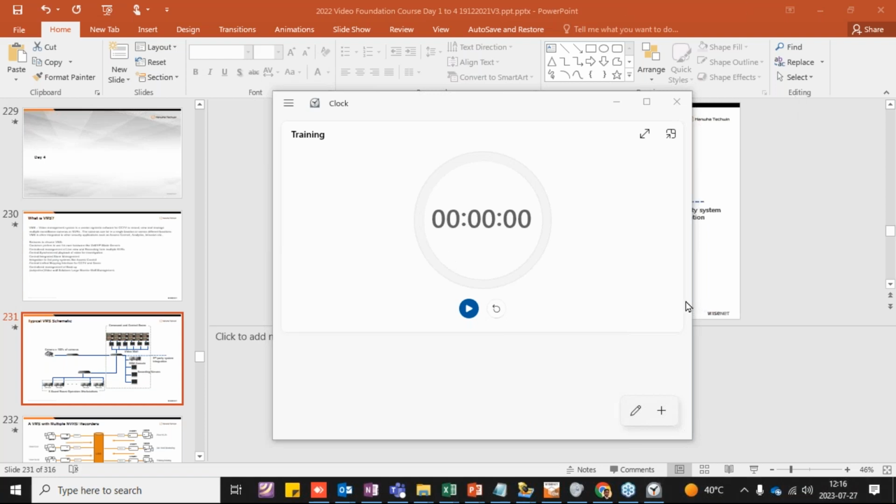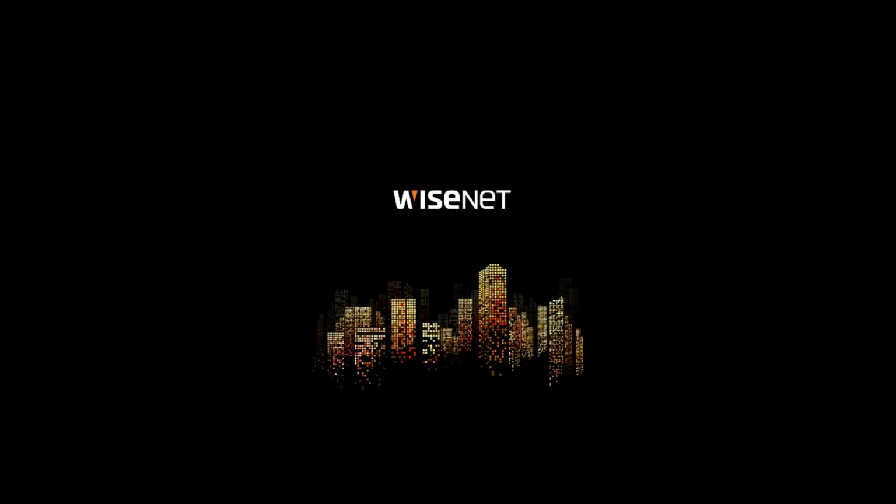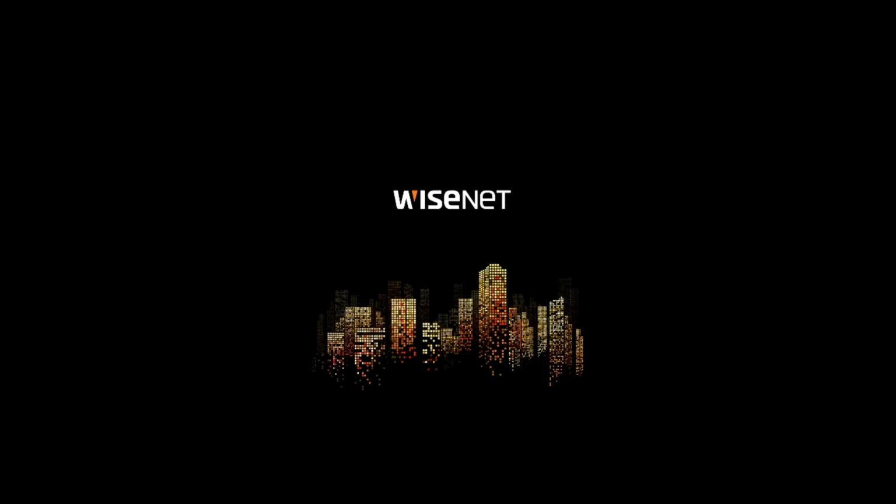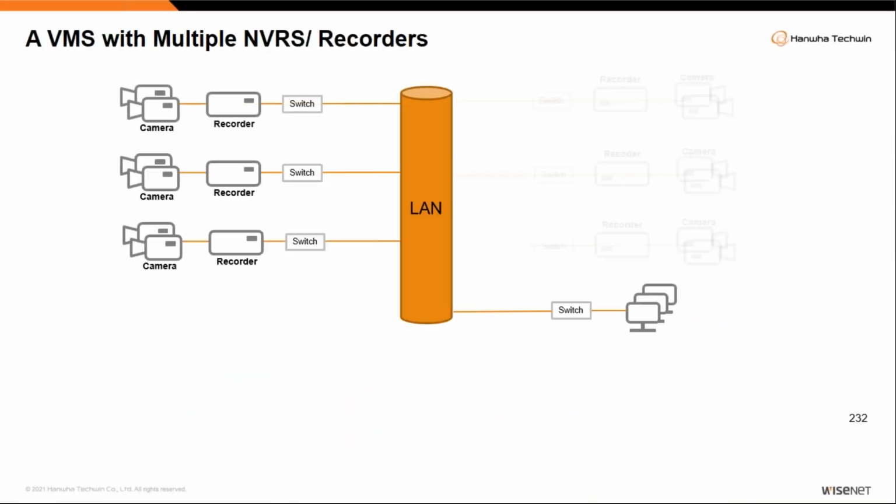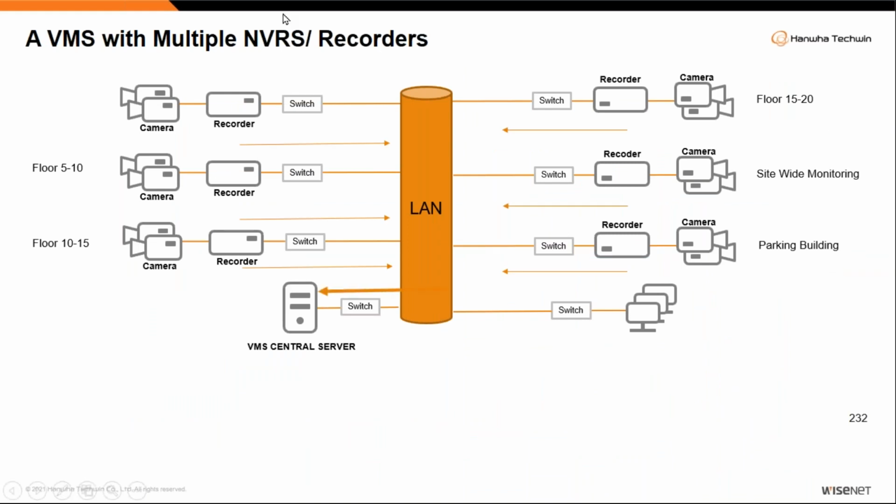The next topic: redundancy and RAID. Now, when you look at a schematic of a VMS, the cameras recording on the recorders could be 300, 200, or 100 cameras per recorder.